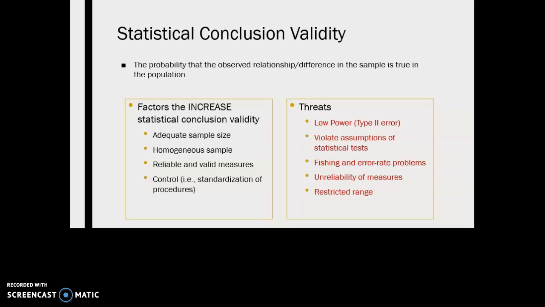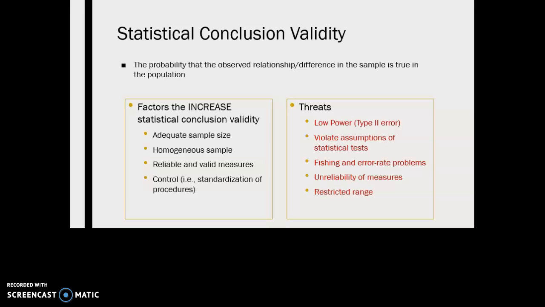Another thing is a homogeneous sample. We're much better able to see differences between groups that are due to our independent variable when our sample is very similar in the beginning, right? So especially if our independent variable does have an effect, then we're much more likely to be able to see it when our sample is homogeneous. Another thing is having measures that are reliable and valid. Measures that are low in reliability and validity, in fact, reduce statistical conclusion validity.